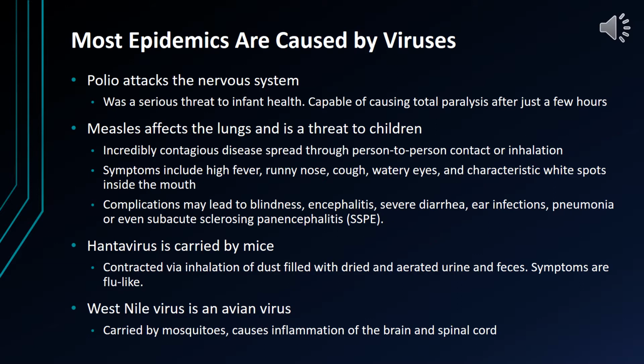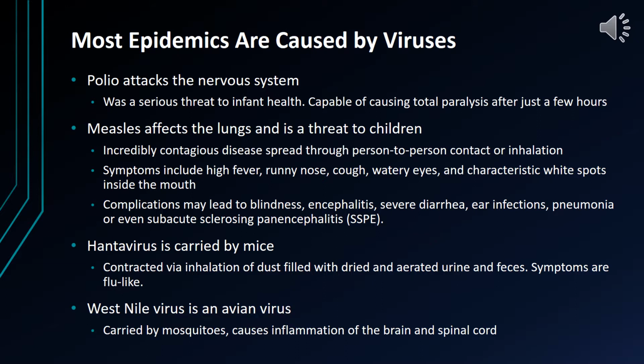Most epidemics are actually caused by viruses, and here we have just a few viruses which have been epidemic in the past. We have the polio virus, which attacks the nervous system, and this was formerly a serious threat to infant health. Now we have a vaccine for it, and polio has been capable of causing total paralysis after just a few hours of being exposed to the virus. Then we have measles, which affects the lungs and is a threat to children.